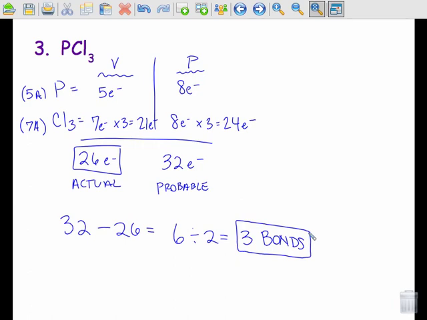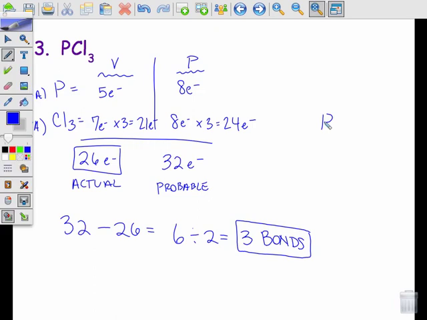The last thing I have to figure out is which one is central. Again, you look at the 2 elements, phosphorus and chlorine. You figure out which one is closest to carbon, which in this case is going to be phosphorus. So I know my phosphorus is going to be my central atom. I'm going to move that up a little bit.